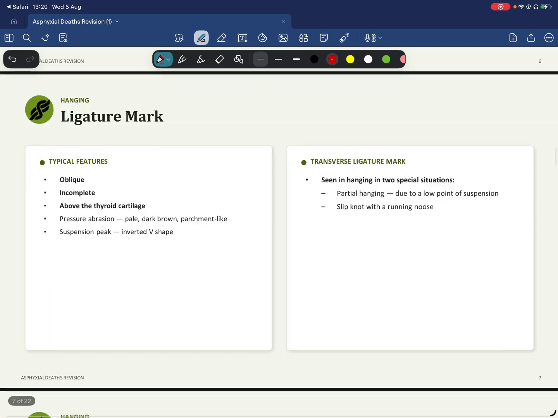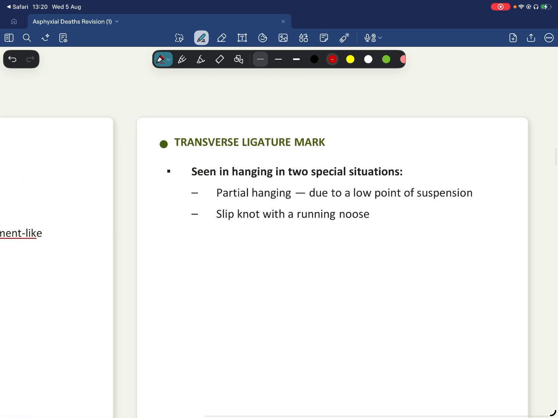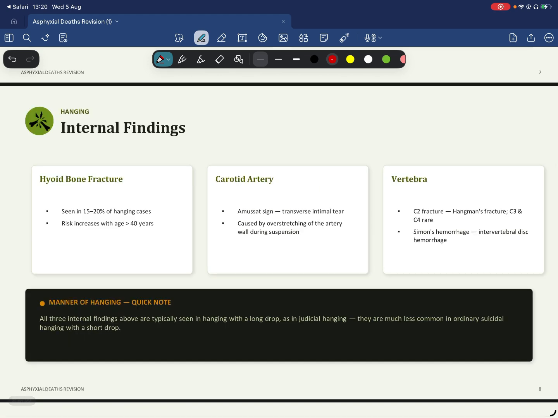Ligature mark. Typical features of a ligature mark: it is oblique, incomplete, and placed above the thyroid cartilage, and it causes a pressure abrasion, which can be seen as a pale, dark brown, parchment-like abrasion. The suspension point is an inverted V shape. A transverse ligature mark is seen in hanging in two special situations. It can be partial hanging, due to a low point of suspension, or a slip knot with a running noose.